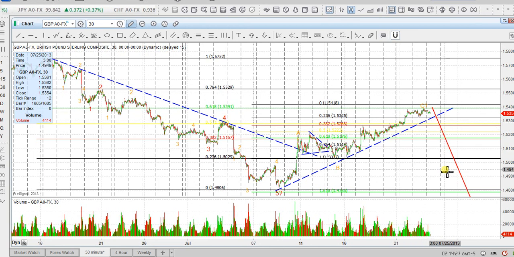So we'll definitely be monitoring both these pairs, keep up on them, and look for those opportunities to enter short.